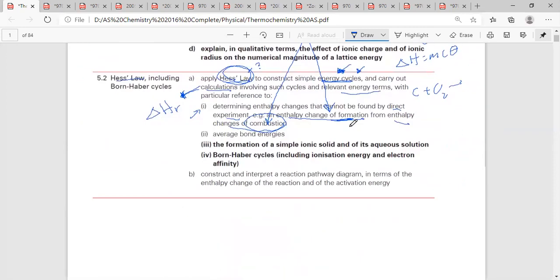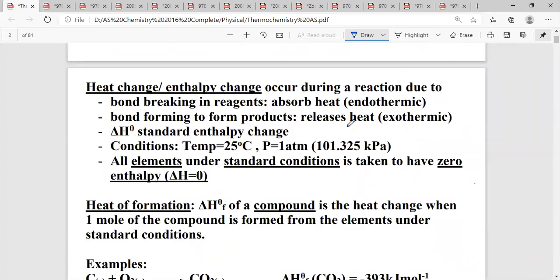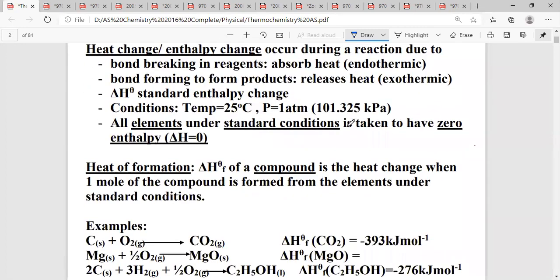Now let's see here first. Remember I told you that to break bonds is always endothermic, absorbing heat. To form bonds, heat is always given out, exothermic. Standard conditions means what? 25 degrees centigrade and pressure 1 atmosphere. Now they actually ask you two things here.